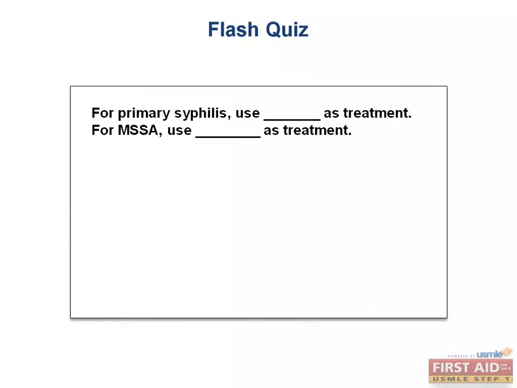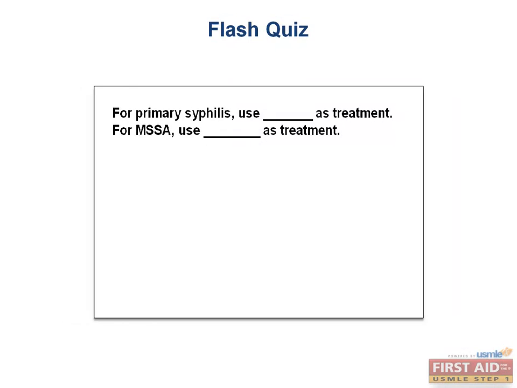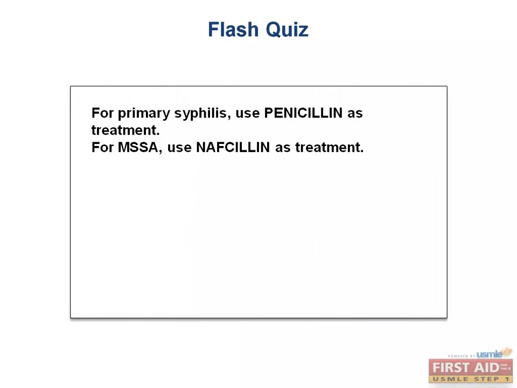Great! Time for a flash quiz. You should be able to answer this based on the question we just did. For primary syphilis, you would use which antibiotic as treatment? What about for MSSA? Yep, for syphilis, you would use penicillin, whereas for MSSA, you would use nafcillin. Remember that for MRSA, nafcillin would be ineffective.